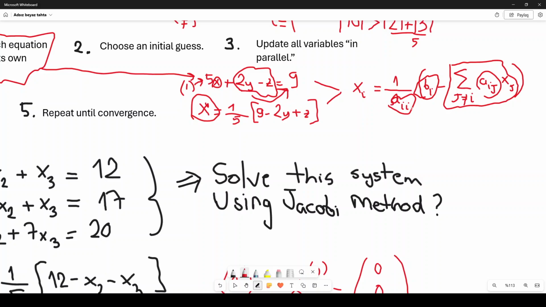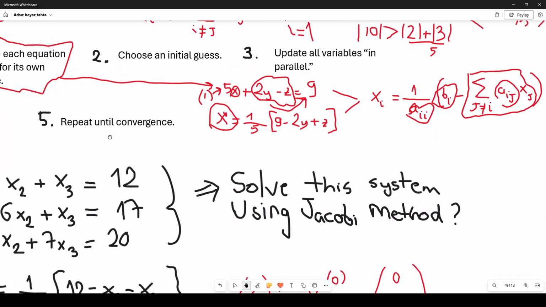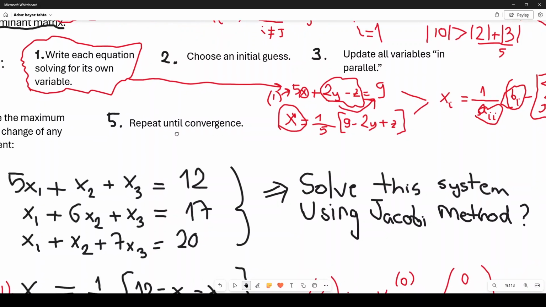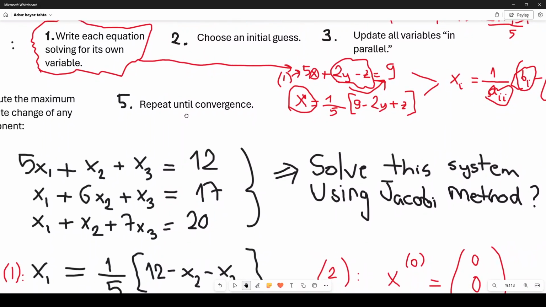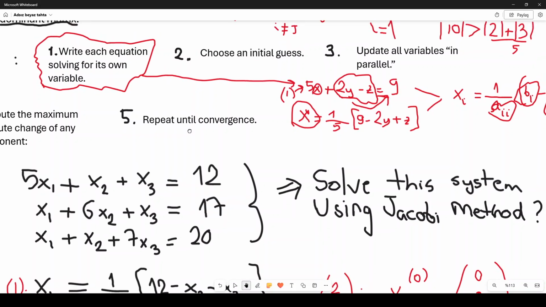And we do the same for each equation, right? If we take the value i equal to 2, then we do the same thing for the second equation. And if we take the value i equal to n, we do the same thing for the nth equation. All right. This is the first step. So we need to write each equation in terms of the isolated unknown variable.